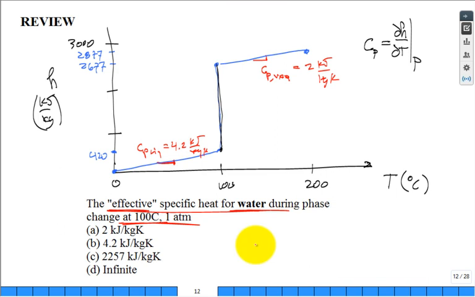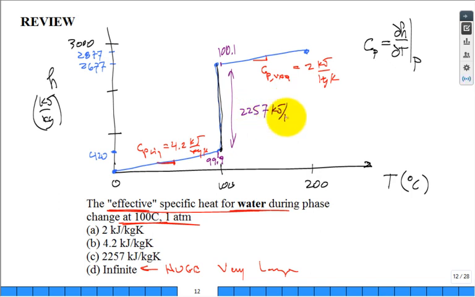Okay, so another word for infinite is huge, very large, big. All right, if you wanted to kick this back a skosh, put this as 99.9 degrees C down there, and 100.1 degrees C up here, right? And then it's going to undergo a change in enthalpy of 2257 kilojoules per kilogram. The slope of that line, the C sub P in that range, would be the change in enthalpy, 2257 kilojoules per kilogram, divided by the temperature change. If I said, really, I'm going to cheat a little bit. I know it's straight up, but I'm going to say it goes from 99.9 to 100.1. That's a 0.2 degrees C or Kelvin temperature change.